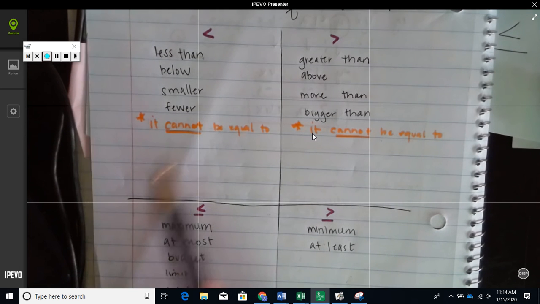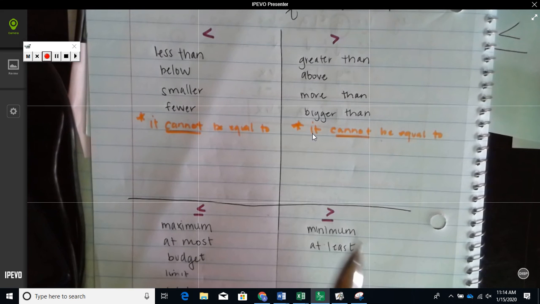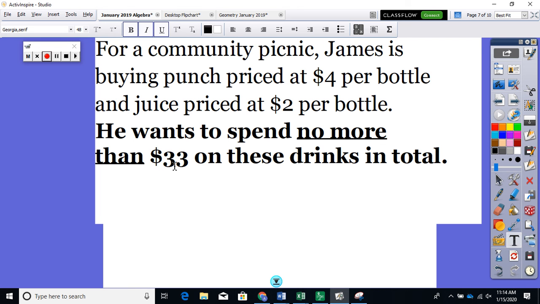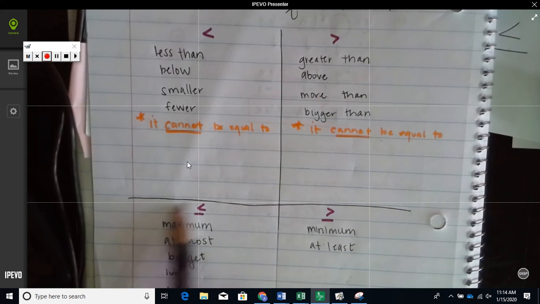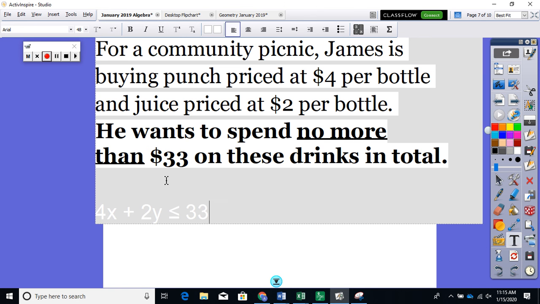So it has to be one of these two, and this is how you can tell the difference. This is the part of common sense. Can you spend $33? Equal to $33? You can. He just doesn't want to spend more than that. So y'all were correct, it is less than or equal to. What you do is copy the problem here, just what's in bold. This problem's inequality already is 4x, because it says $4 per bottle, so 4x plus 2y less than or equal to 33. That's the correct inequality.